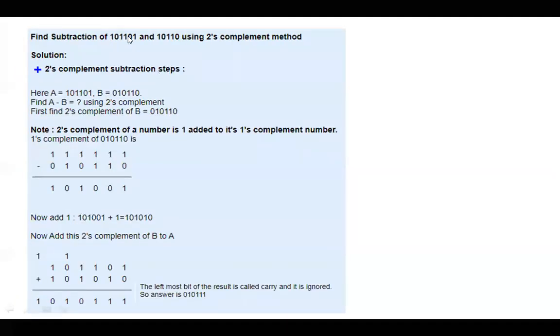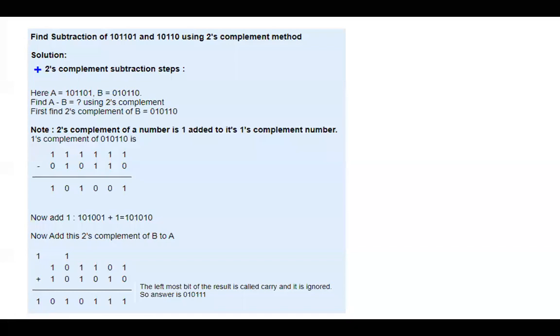So, subtraction using twos complement. What are the next numbers which I have taken? The first number is 1, 0, 1, 1, 0, 1, which is nothing but 45. So in decimal it is 45.